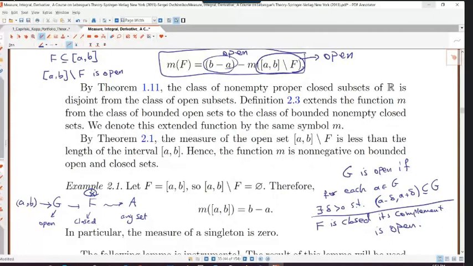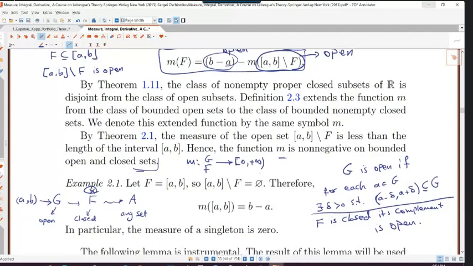By theorem 2.1, the measure of the open set (A, B) minus F is less than the length of the interval (A, B). Hence, the function M is non-negative on bounded open and closed sets. M is a function from the open or closed sets to the non-negative real numbers.